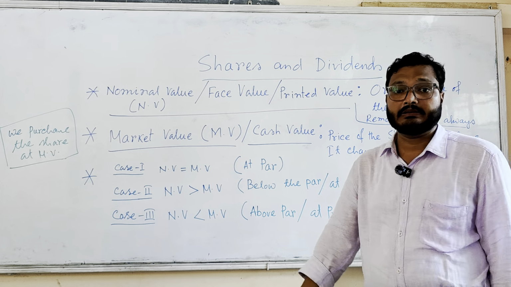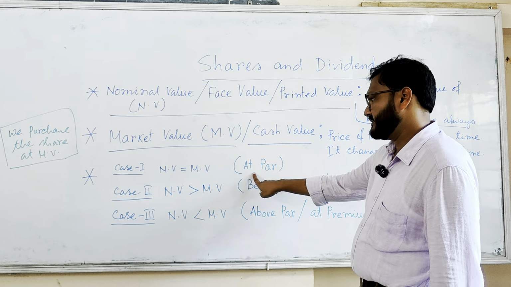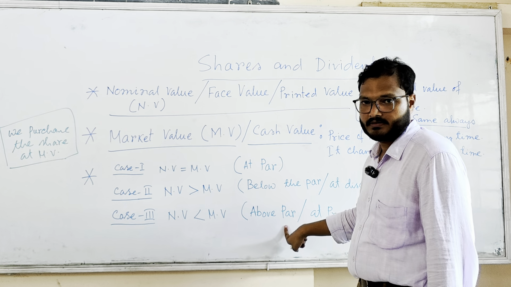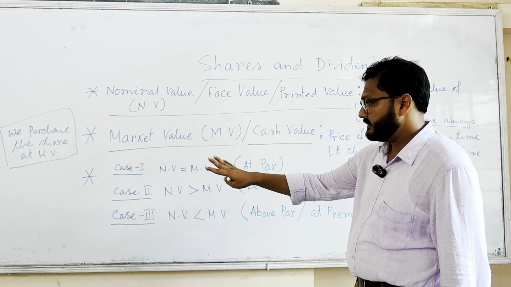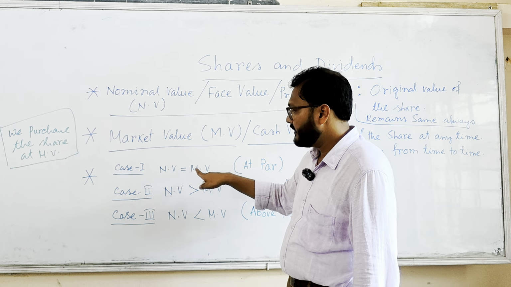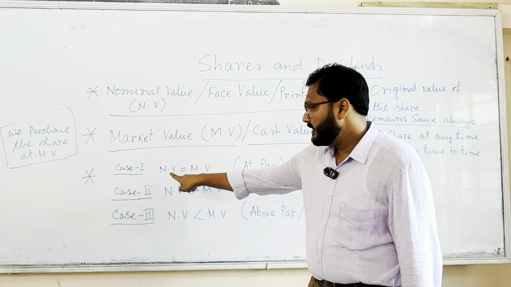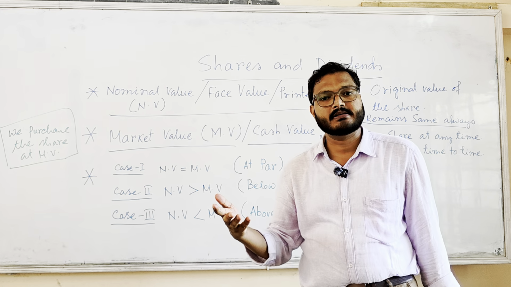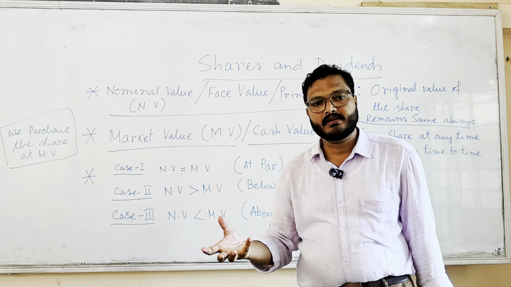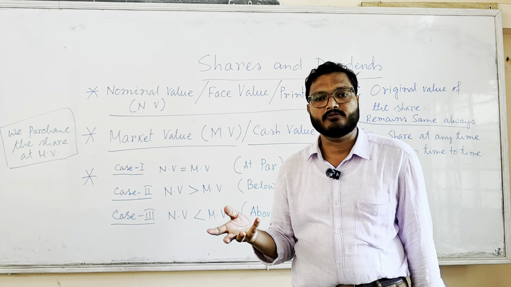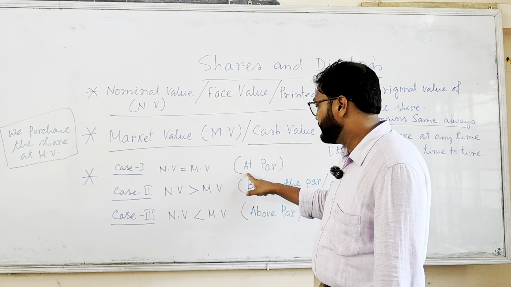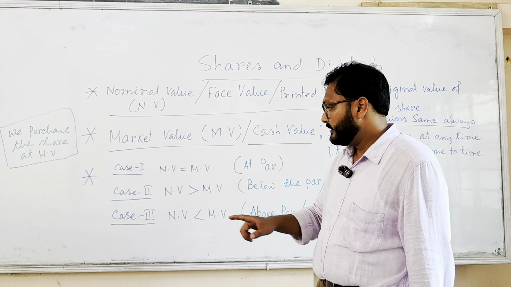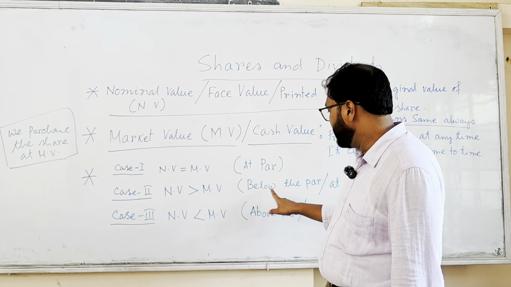Next, we need to know these three things: at par, below par, and above par. It depends upon the relation between nominal value and market value. When the nominal value is equal to the market value, that means when you are going to buy the share, the market price is the same as the nominal value. So that time you are purchasing at par. Next is below par.